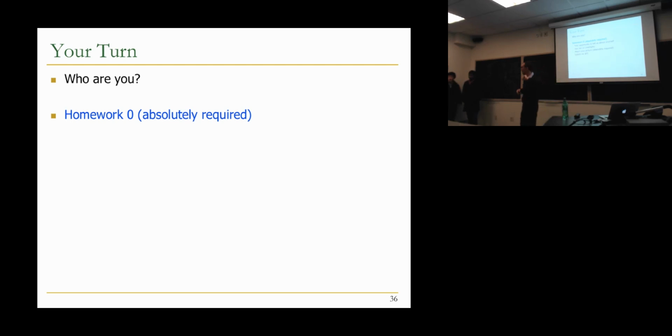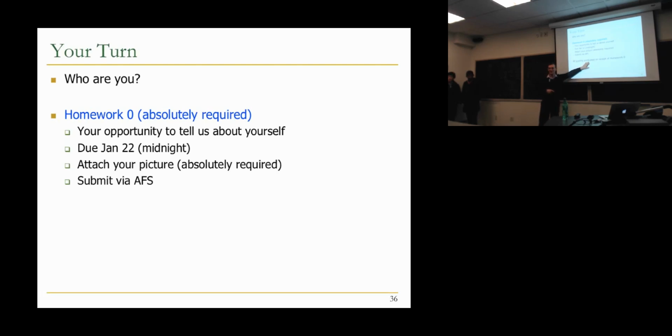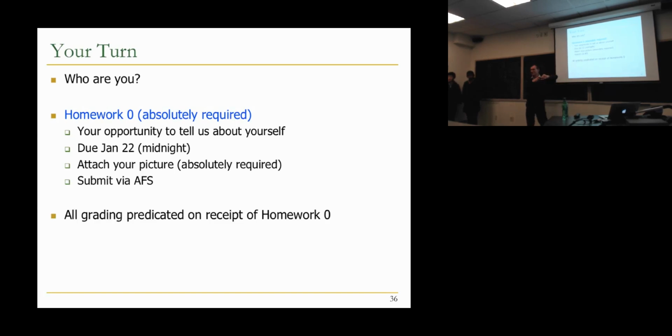I think that's what we've decided, right? Every assignment will be submitted through AFS. And all grading is predicated on receipt of homework 0. Your grade will be 0 if this homework 0 is not completely turned in on time, by midnight, January 22nd. It's not that hard. Okay, where do you get up-to-date course information?